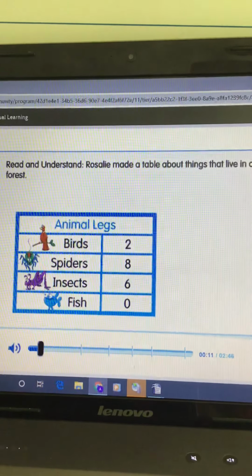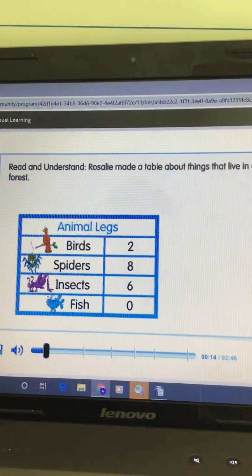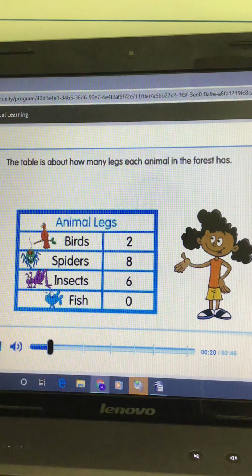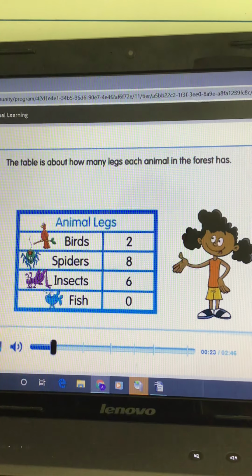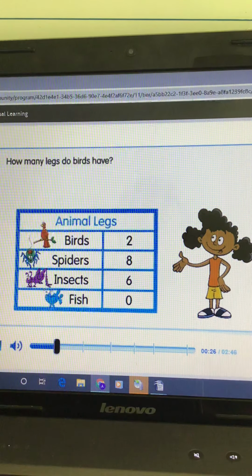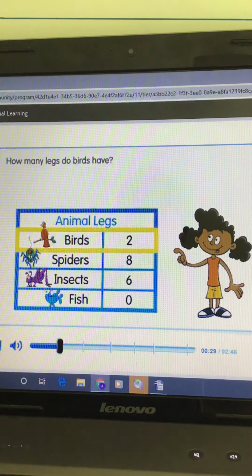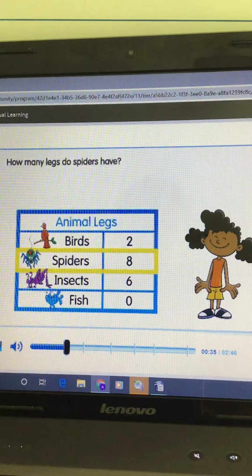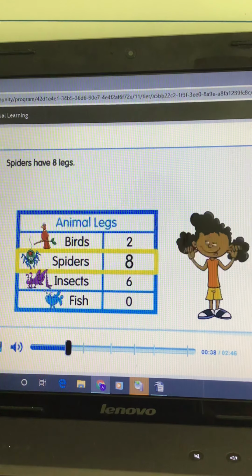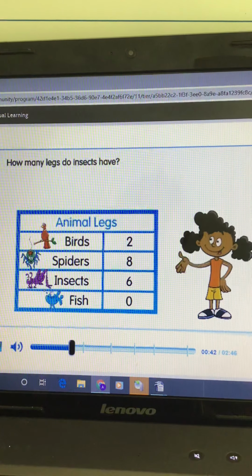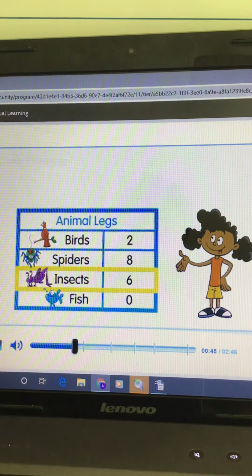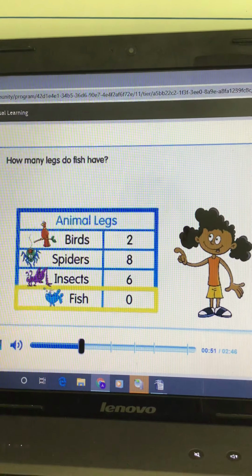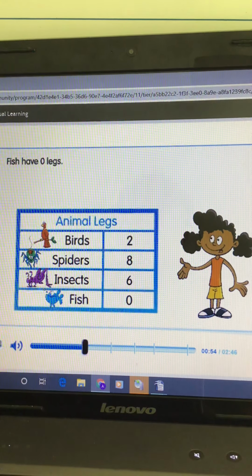Read and understand. Rosalie made a table about things that live in a forest. What is the table about? The table is about how many legs each animal in the forest has. How many legs do birds have? Birds have 2 legs. How many legs do spiders have? Spiders have 8 legs. How many legs do insects have? Insects have 6 legs. How many legs do fish have? Fish have 0 legs.